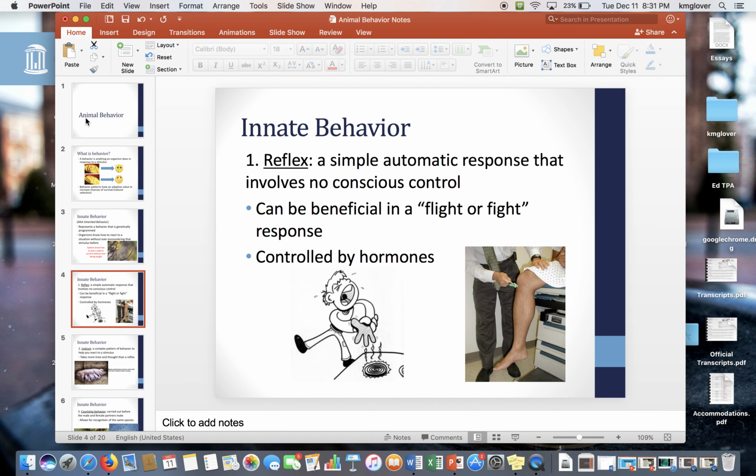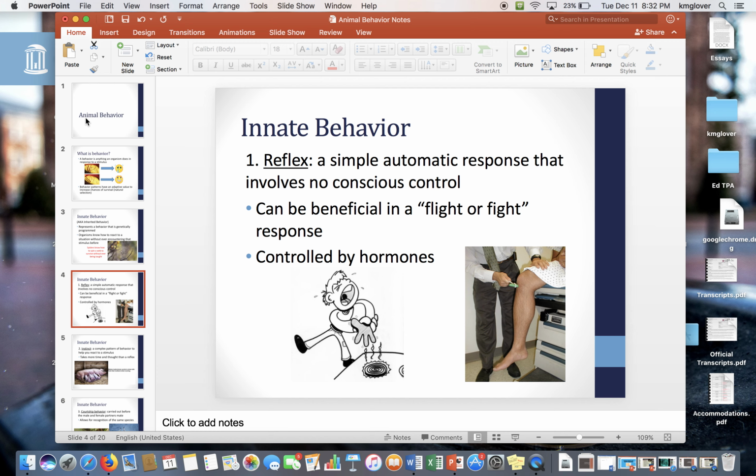Now, reflexes can be very, very beneficial in what we call the fight or flight response. And the fight or flight response is when something is terrifying for you or it causes you anxiety. Your adrenaline is going to start pumping. Adrenaline's a hormone. You know what adrenaline is. Get your heart racing, so your adrenaline's going to kick in and you're either going to fight whatever's coming at you or you're going to flee.